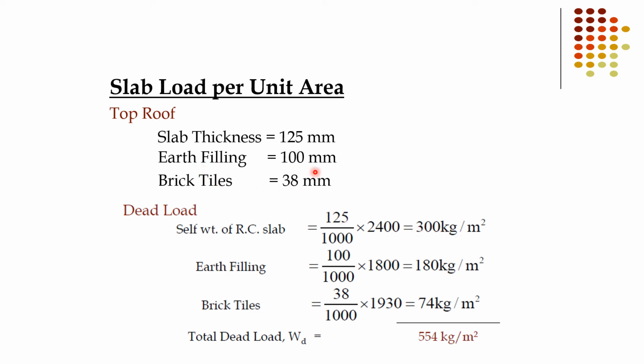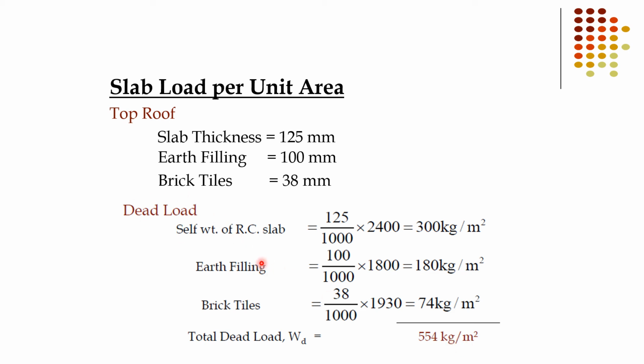Earth filling material, soil material: 100 millimeter divided by 1000, multiplied by the density of soil, that is 1800. The answer is 180 kg per meter square. Similarly, for brick tiles, the thickness is 38 millimeter, and we will multiply with its density, 1930. The answer is 74 kg per meter square. So the total dead load, slab load plus earth fill plus brick tiles, is 554 kg per meter square. That is the dead load.